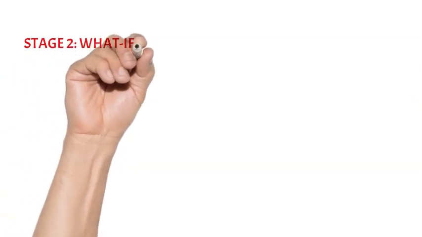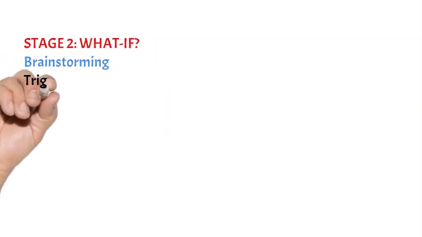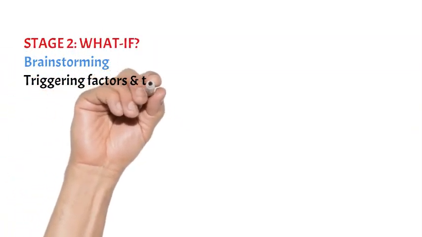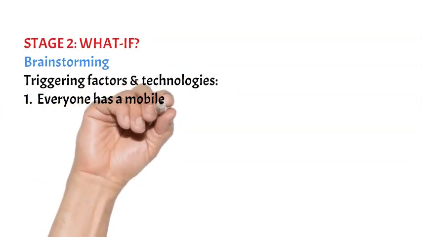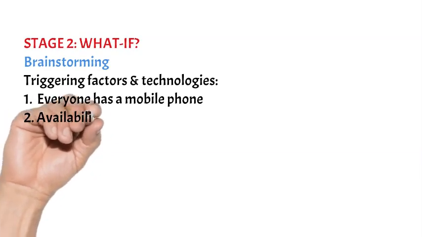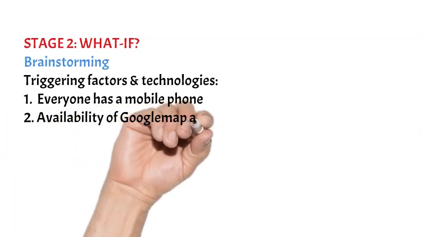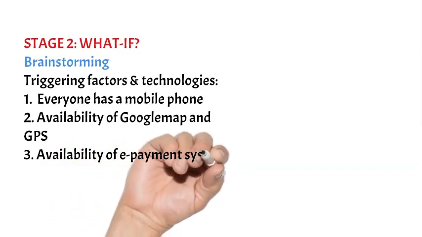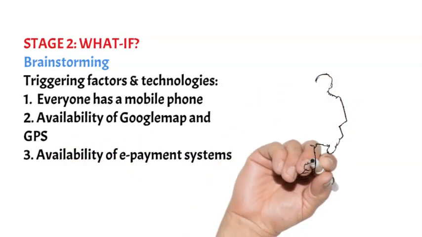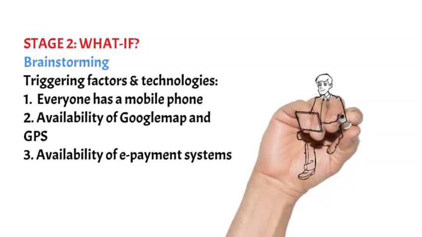Having identified the various personas and understanding their pain points in their lives in stage 1, we can now move on to stage 2, the what if stage. Here, the workshop participants will be taught several powerful brainstorming techniques. We note that taxi services were launched in Singapore in the 1960s. The only technology they used then was a fare meter. That was 60 years ago.